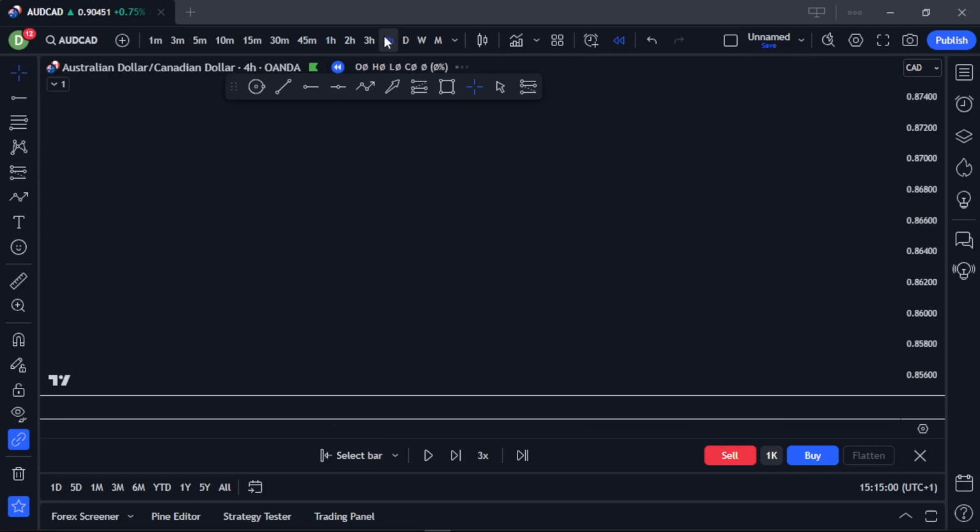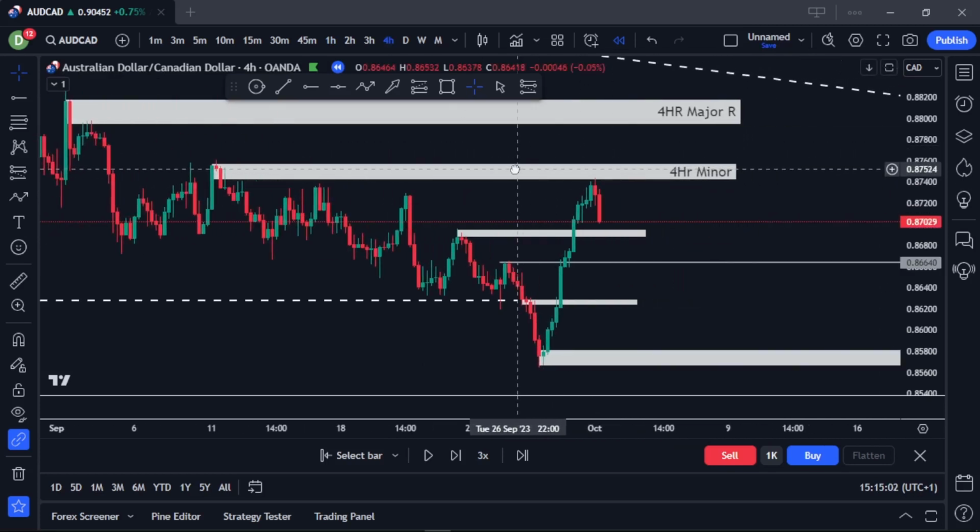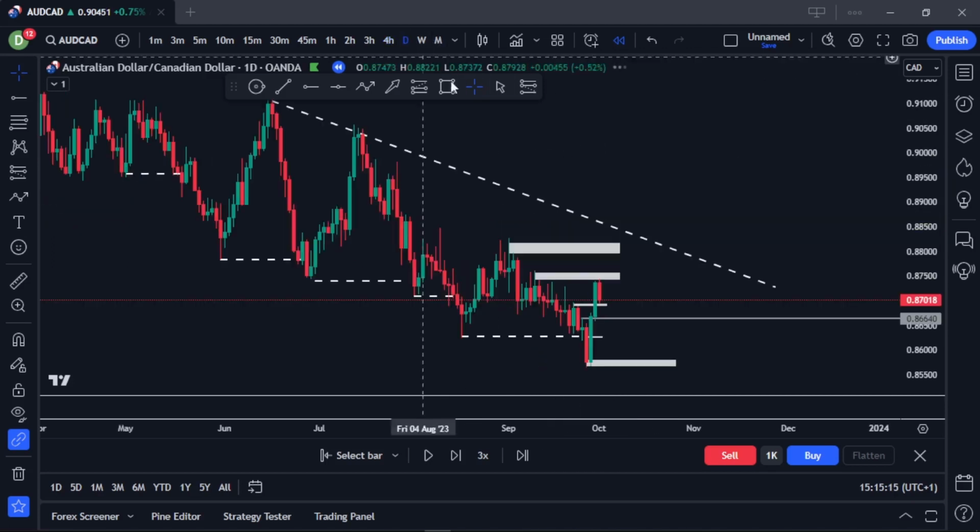Let me go back to the 4 hour. You can see that the market went to this 4 hour minor, and getting to this 4 hour minor gives us only one idea in this market, which simply states that the market got to the 4 hour minor and then gives us a rejection. And if we should come over to the daily time frame, let's look at this 4 hour minor.